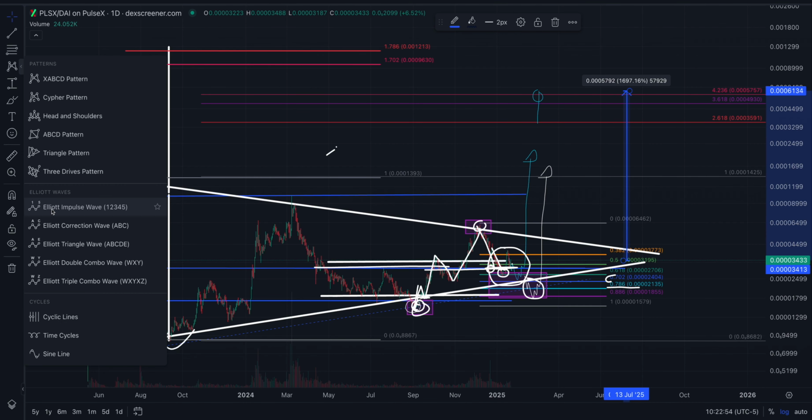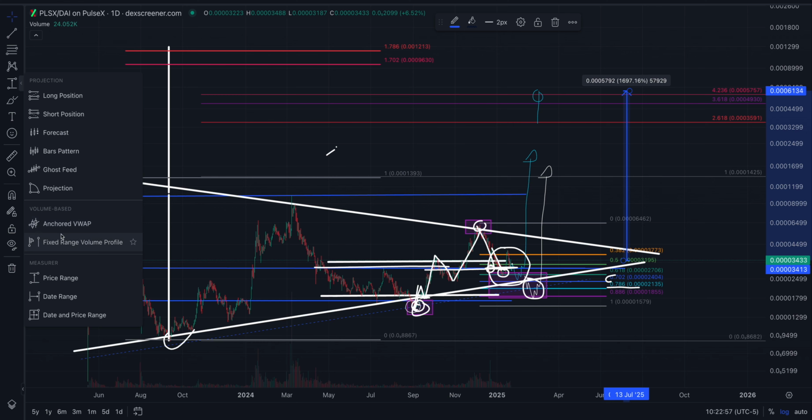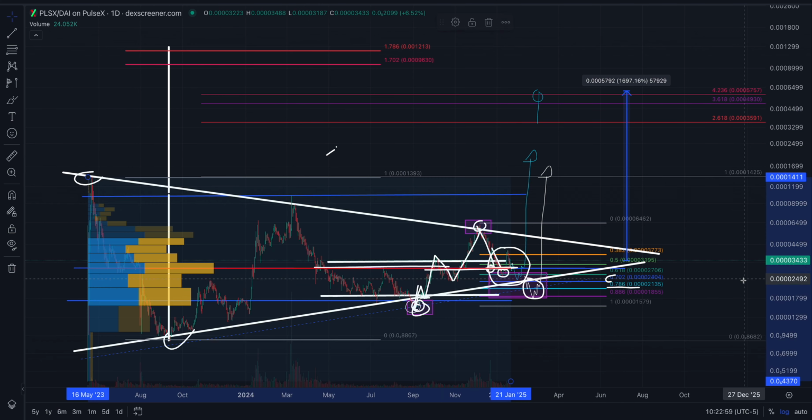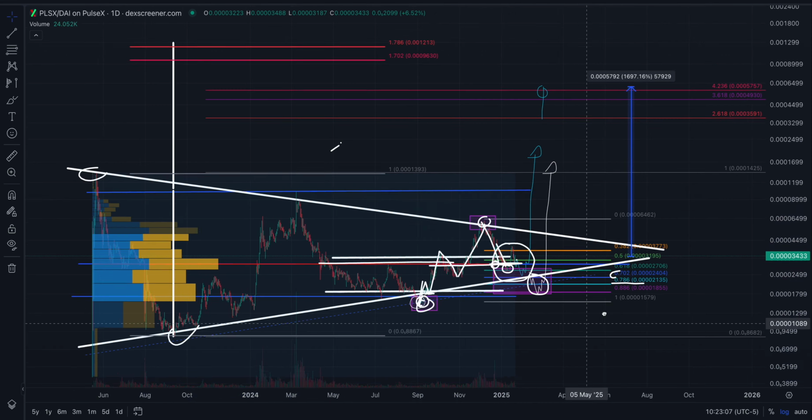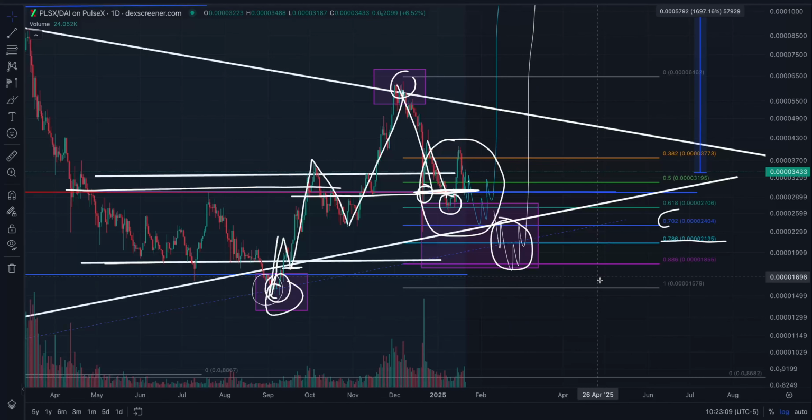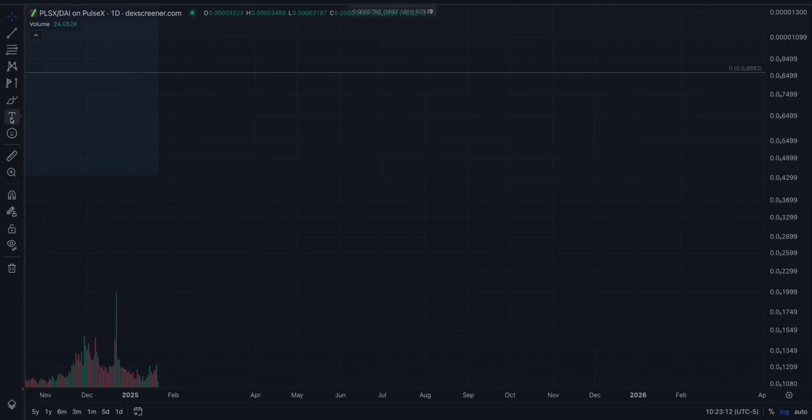What we can also do is analyze the volume right from the beginning. And we do see that we're right on the point of control right here. So the most traded volumes, you see how well we're holding this as support? We're above it now.